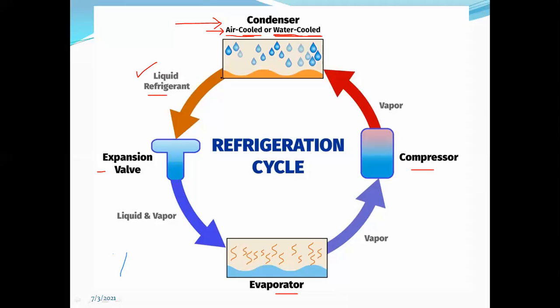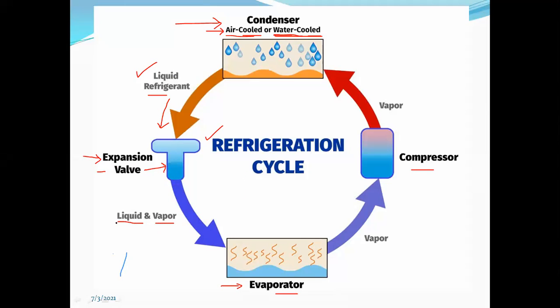And as the arrow is indicating, that liquid refrigerant, that is cooled liquid, is taken inside the expansion valve, and as the name suggests, the expansion of liquid refrigerant takes place inside the expansion valve. And from the expansion valve to the evaporator, we can observe the mixed phase of liquid and vapor inside the tubings or channel of the refrigeration cycle.